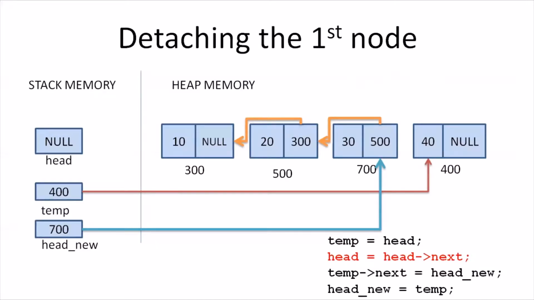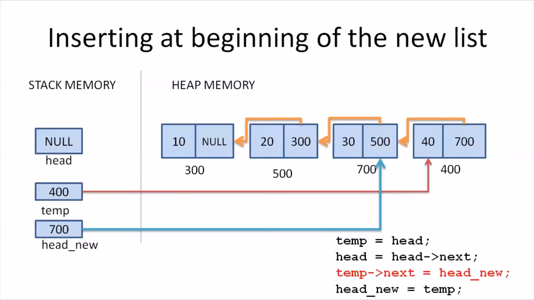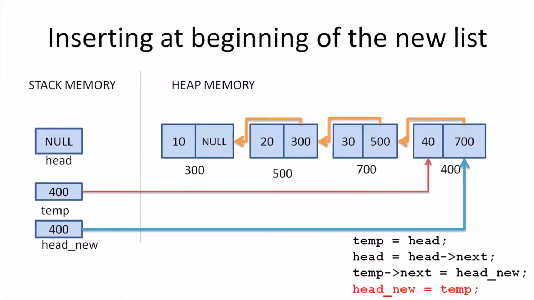After this, we execute temp next is equal to head new. Head new is holding the address 700, which is the address of the original third node of the linked list. So this address 700 now gets stored in the temp next part, indicating that the original fourth node will now point to the original third node of the linked list. After this, we execute head new is equal to temp, indicating that head new will now hold the address of the original fourth node of the linked list. Finally, we find that head has become equal to null, so we break out of the loop and we return the address of the head new.